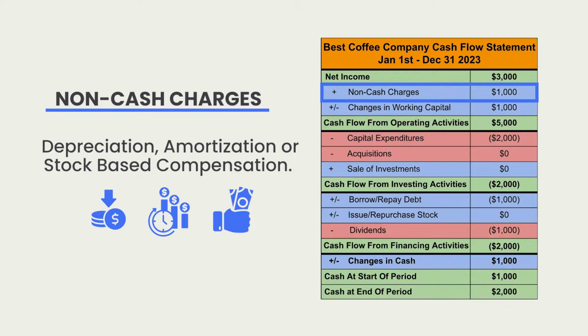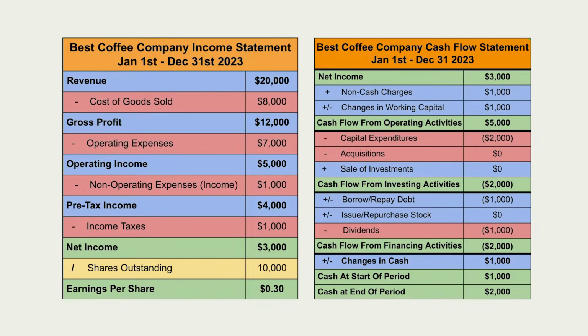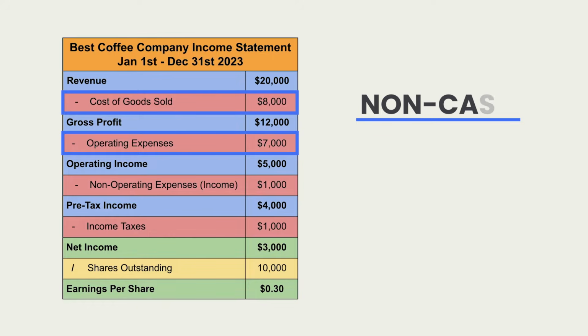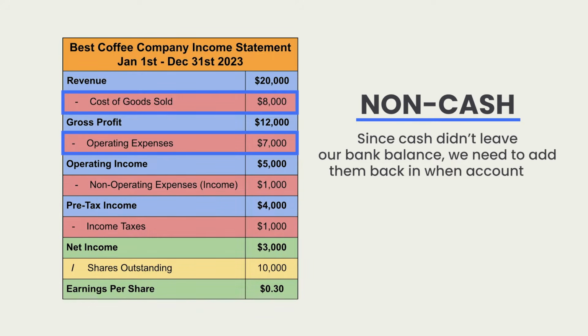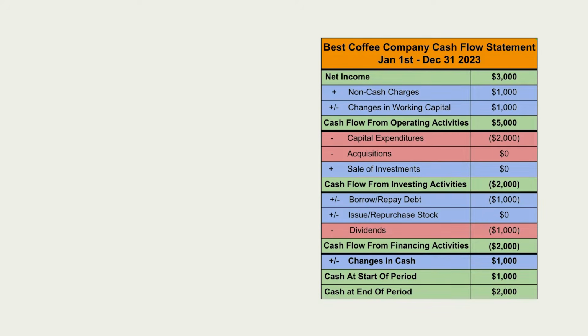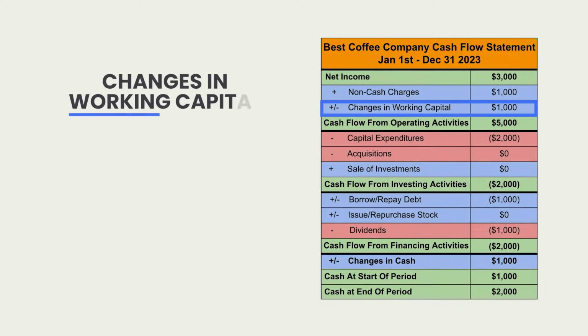Now, the reason we add these back is on the income statement, these non-cash charges were accounted for in cost of goods sold and operating expenses. But remember, they were non-cash. So since cash didn't leave our bank balance, we need to add them back in when accounting for them on the cash flow statement. The next line item here is changes in working capital.